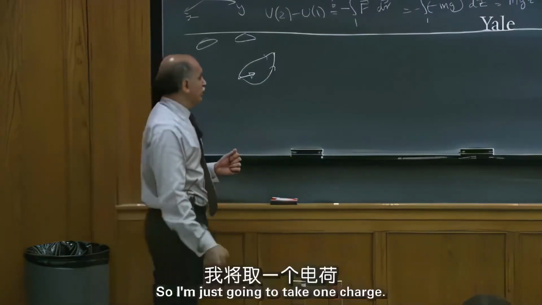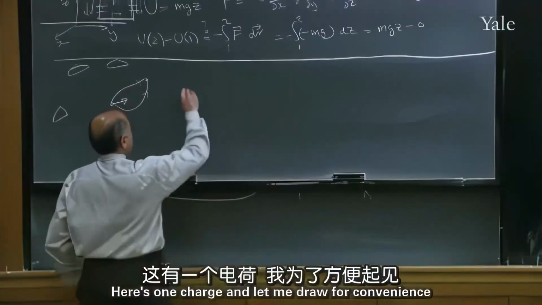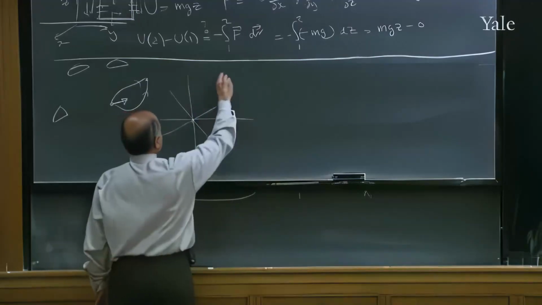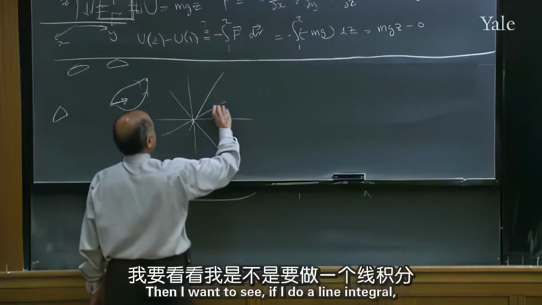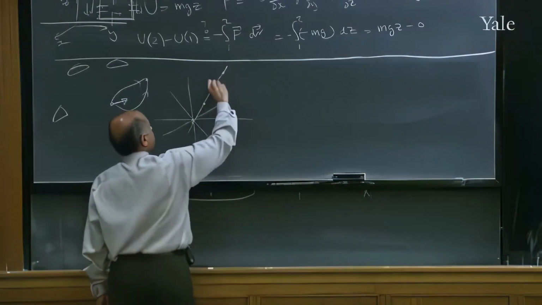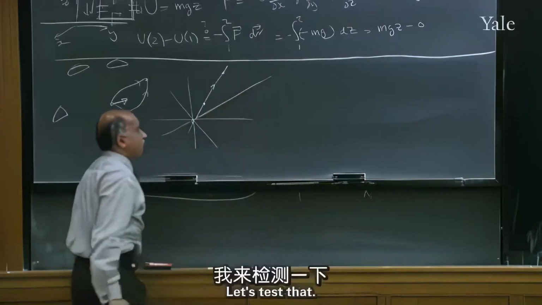So I'm just going to take one charge. So here's one charge. And let me draw for convenience all the field lines coming out of it. Then I want to see if I do a line integral, say from here to here, will I get the same answer on some other path? Let's test that.